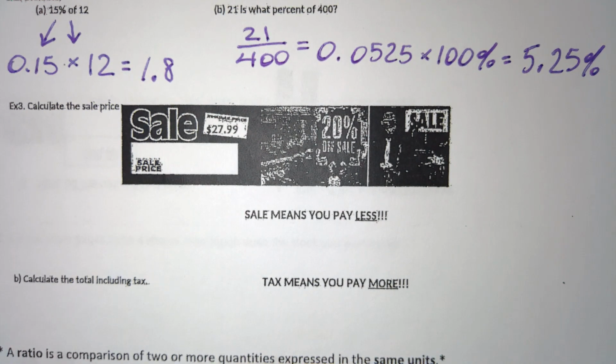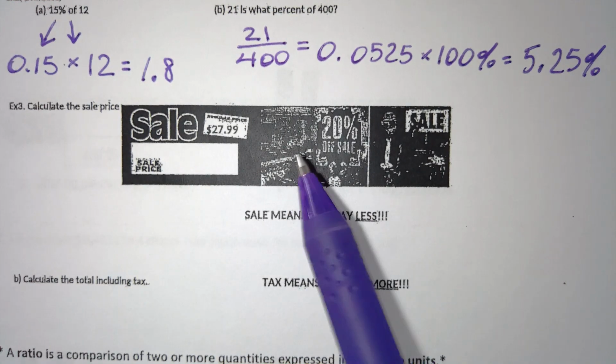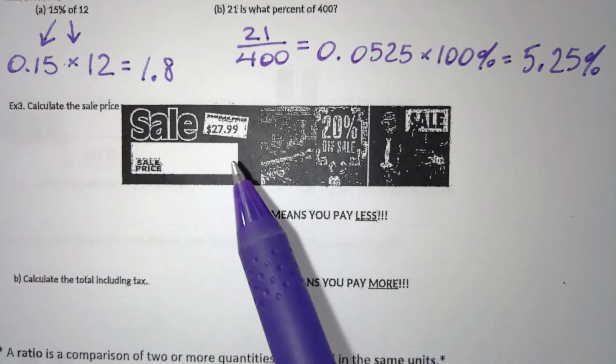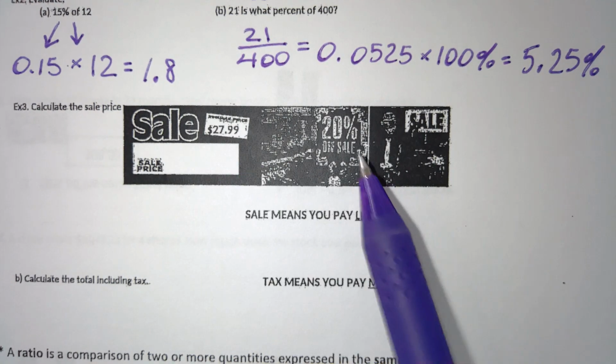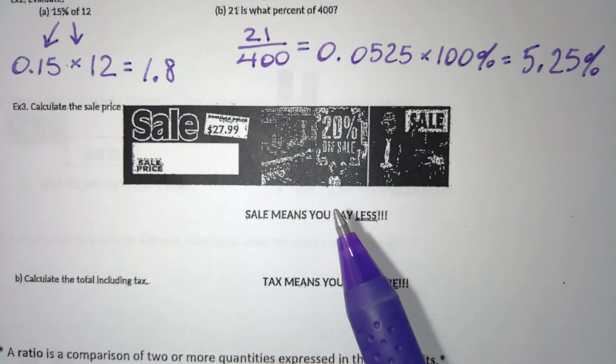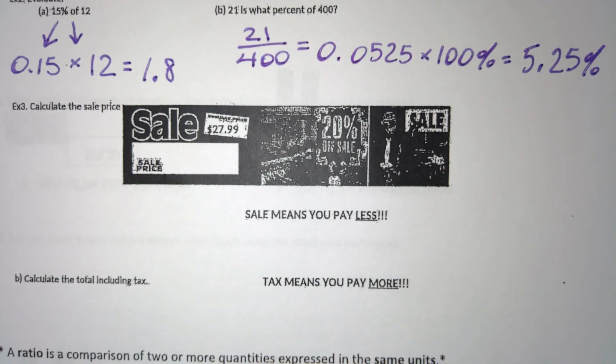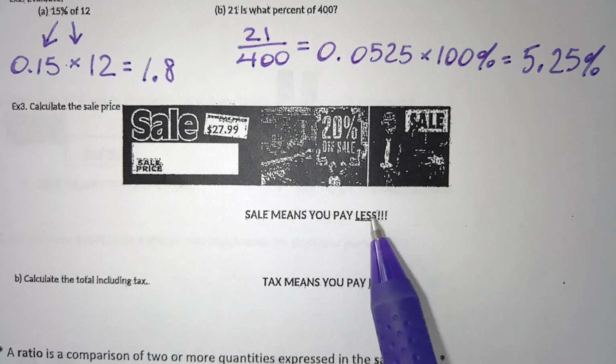Okay, so who likes to go shopping? Okay, so those of you who like to shop would love a sale. Okay, so let's say this T-shirt. It is regularly priced at $27.99 and it's on sale for 20% off. I want to find out, how much is the sale price? Remember, sale means you're paying less.